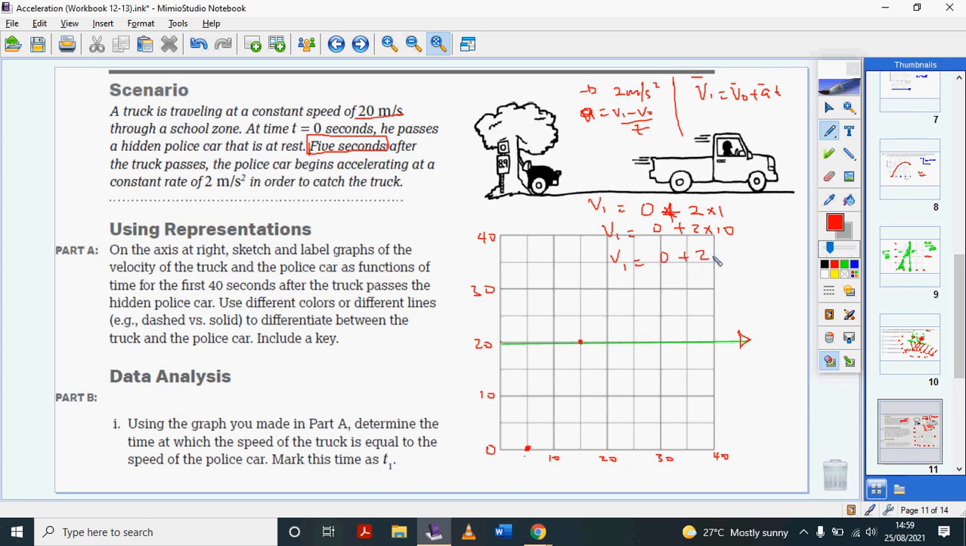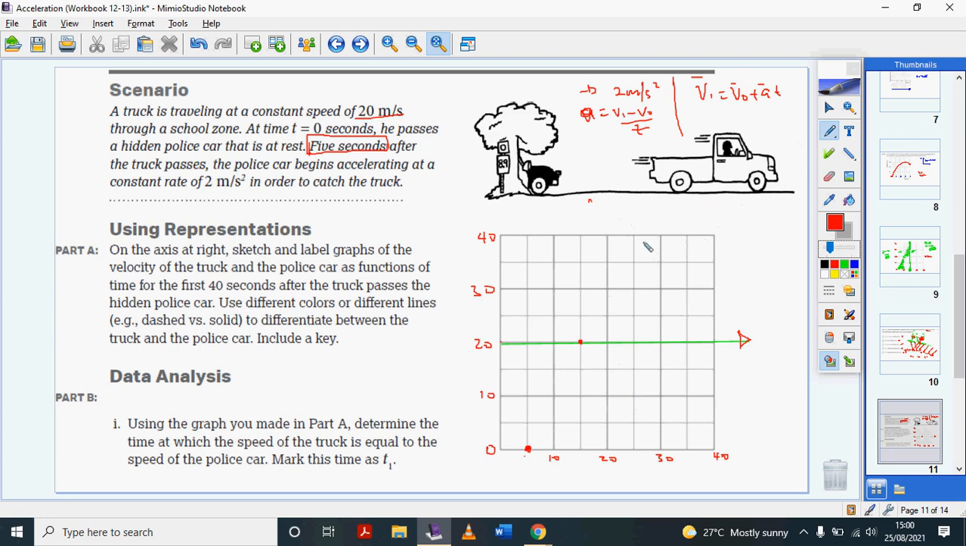After 10 seconds, its speed was 20. After 20 seconds, its speed was 40. 20 seconds after it starts will be, let's see, 10, 20, so that's 25 on the graph. Its speed is 40. 40 is up here.